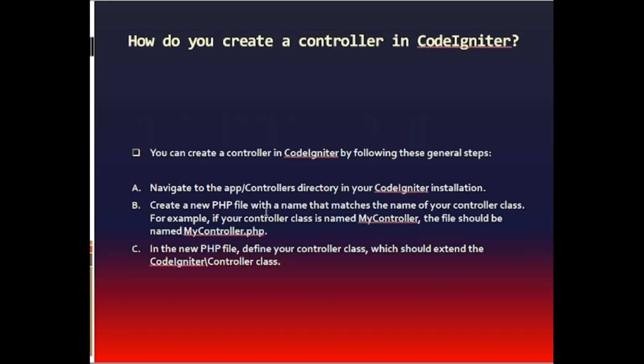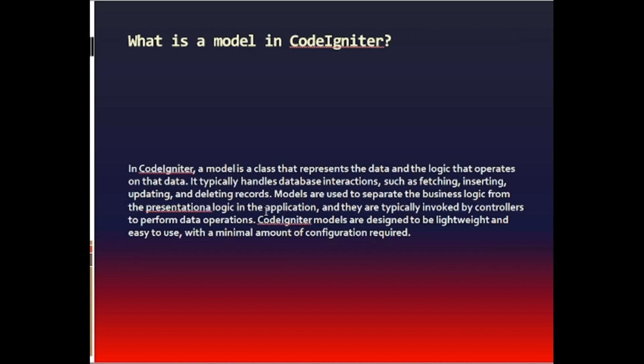Next question. How do you create a controller in CodeIgniter? First, navigate to the app controllers directory in your CodeIgniter installation. Create a new PHP file with a name that matches the name of your controller class. In the new PHP file, define your controller class, which should extend the CodeIgniter controller class.